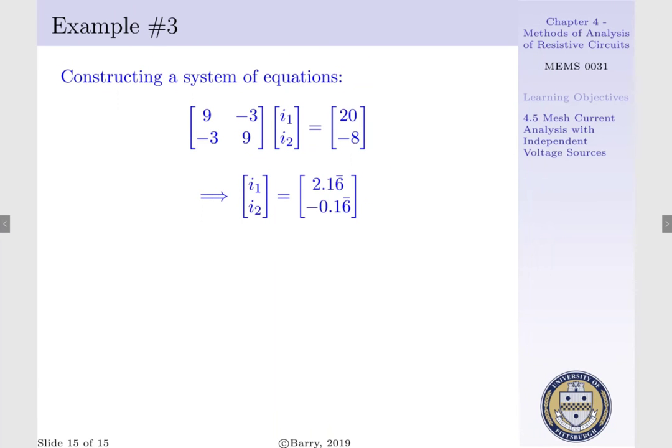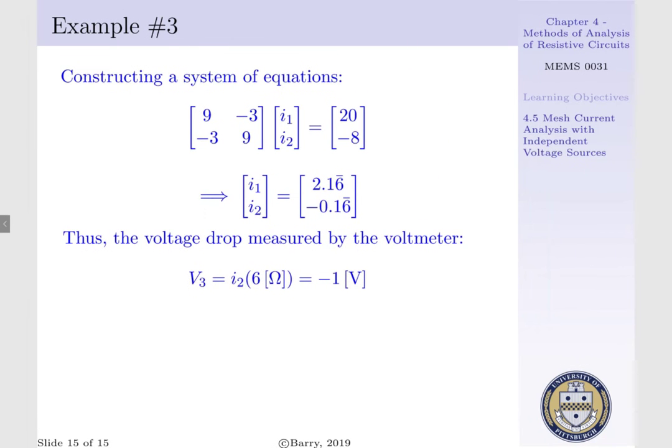Solving for I1 and I2, we have I1 is equal to 2.16 repeating amps, and I2 is equal to minus 0.16 repeating amps. Thus, we can determine our voltage drop measured by the voltmeter, where V3 is equal to I2 times 6 ohms, or minus 1 volt.